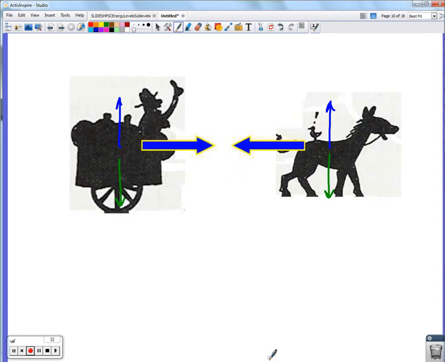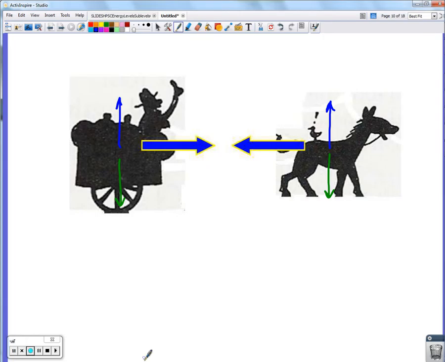Now, it's probably not exactly the middle because, just looking at this picture, it looks like the cart may have a little more mass than the horse. So the cart would start accelerating to the right with a smaller acceleration value because its mass is less. The horse will start accelerating to the left with a greater acceleration value because of its smaller mass, and they'll meet somewhere not exactly in the middle, closer to where the cart starts.